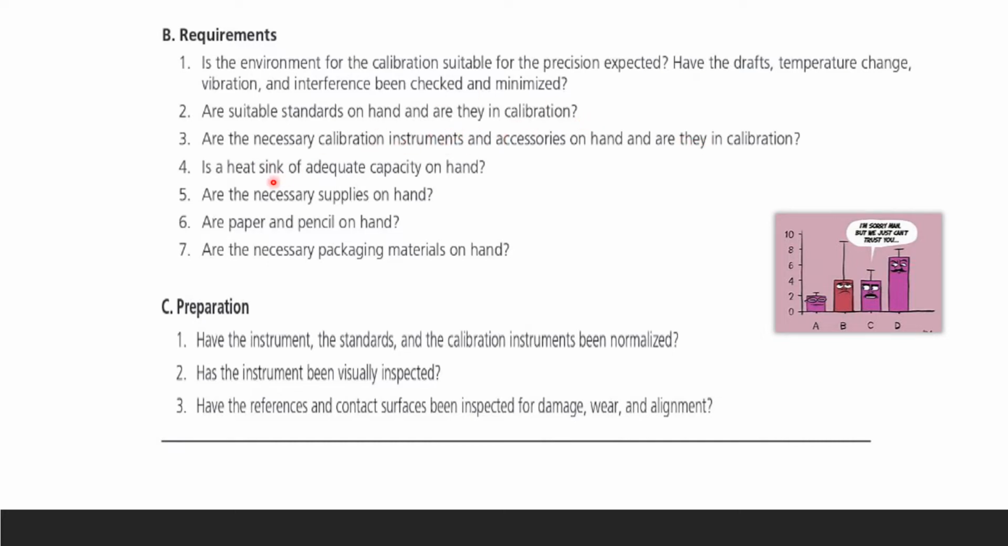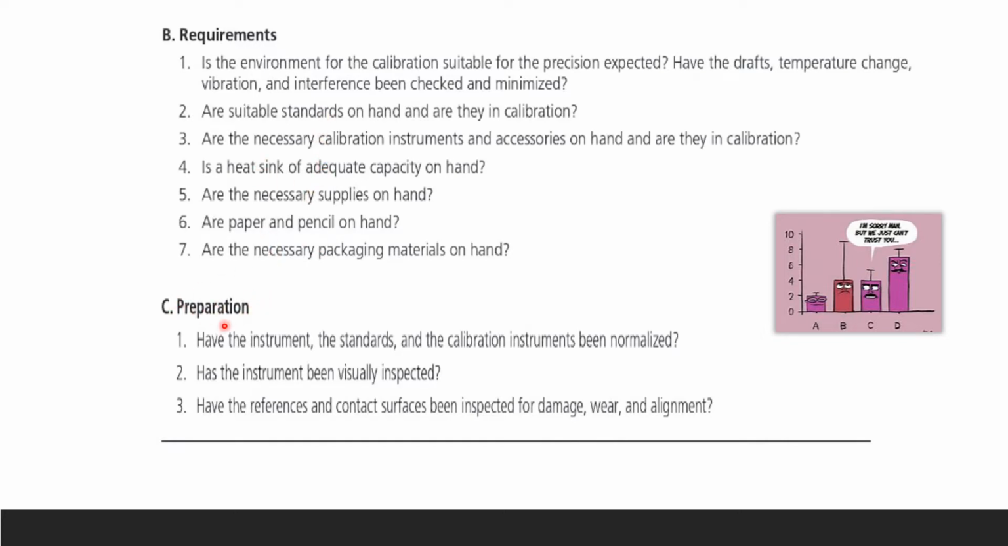Okay. Is a heat sink of adequate capacity on hand? Do we have the heat sink? Sometimes you need it in order to balance your instruments in calibration. We're going to check if we have the necessary supplies. We're going to check if we have paper, pencil, okay? We're going to check if we have the necessary packaging materials. So these are all your requirements. It's not limited, okay, from 1 to 7. You might have something more. It depends on your lab and on what you're checking or measuring.